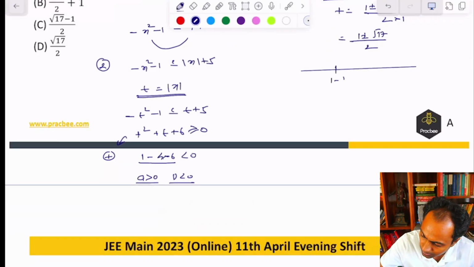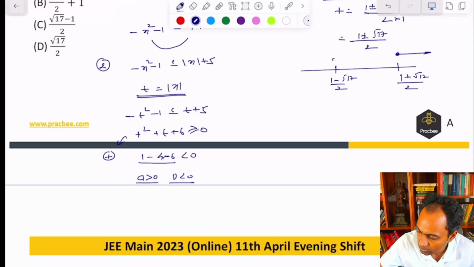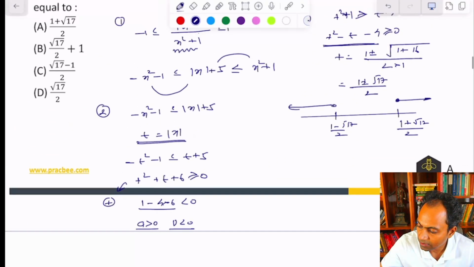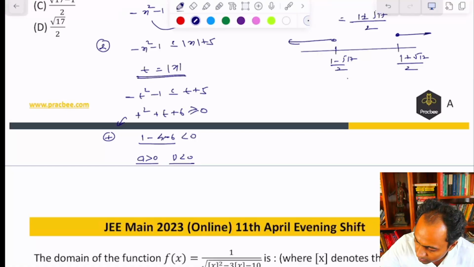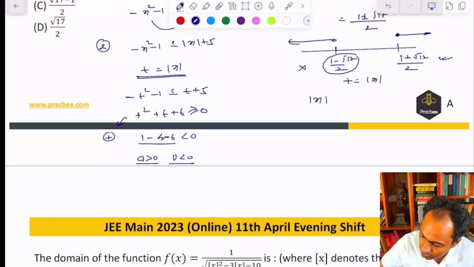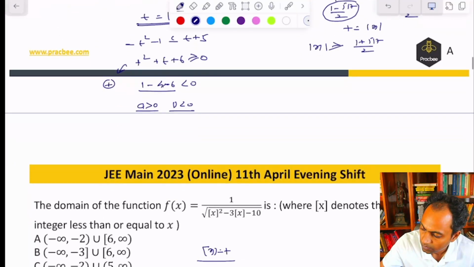So if I look into the values, what we are saying is this is greater than or equal to 0. So 1 minus root 17 by 2, 1 plus root 17 by 2. We are saying that either the value is going to be greater than this or the value is going to be smaller than this. Why? Because it is greater than or equal to 0. Now another thing that we can understand from here is, t is not t, t is mod of x actually. This value is a negative value, and mod of x can't be negative. So these values are not acceptable. We can only consider this value, for which we can say mod of x is greater than or equal to 1 plus root 17 by 2.